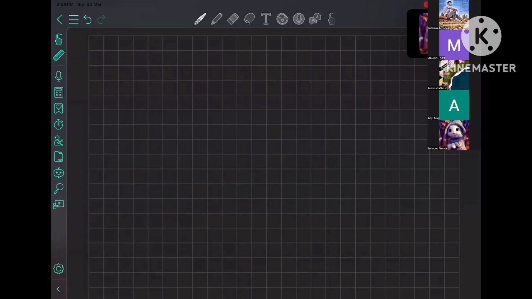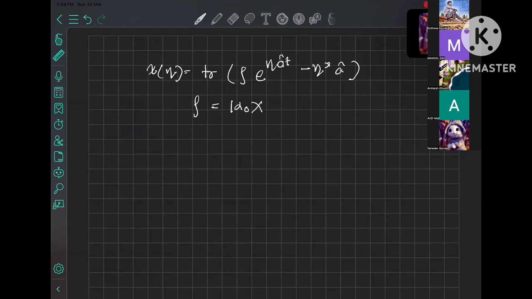First of all, the characteristic function can be written as chi of eta equal to trace of rho e to the power eta a dagger cap minus eta star a cap. This is the characteristic function. For a coherent state, the density matrix rho can be written as the outer product of alpha 0 with alpha 0, where alpha 0 is the coherent state, and this is also a pure state.